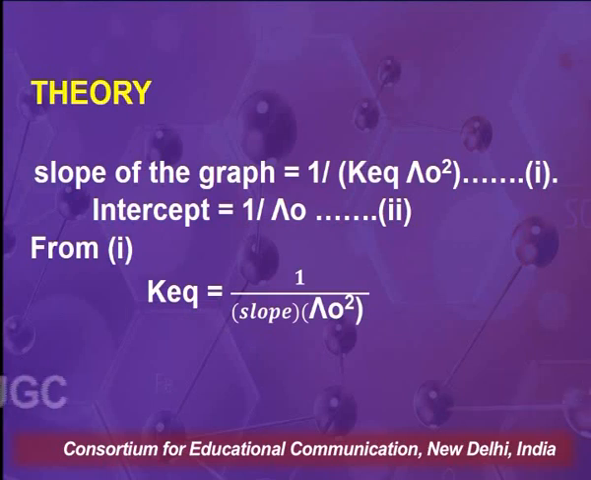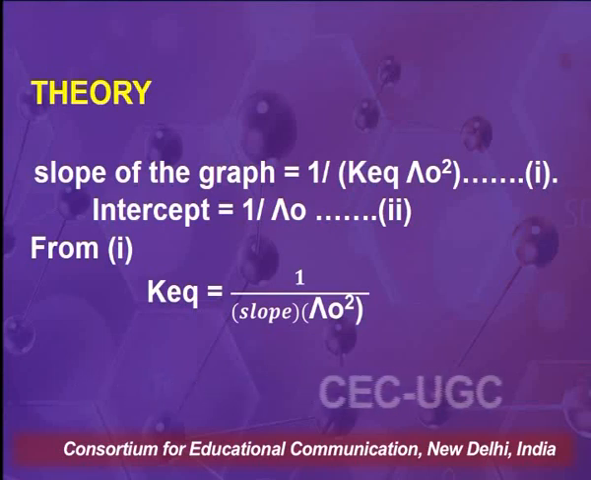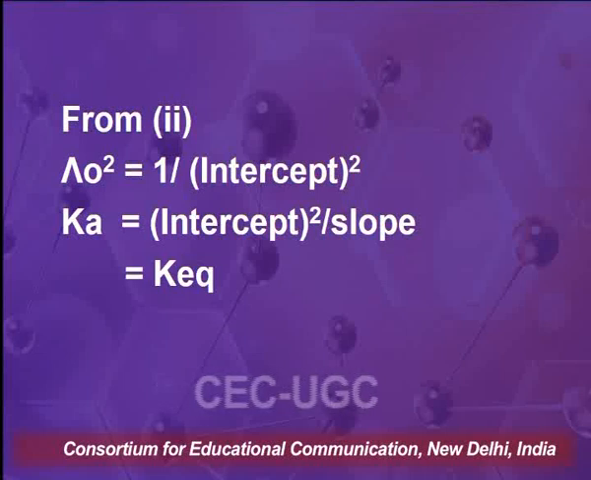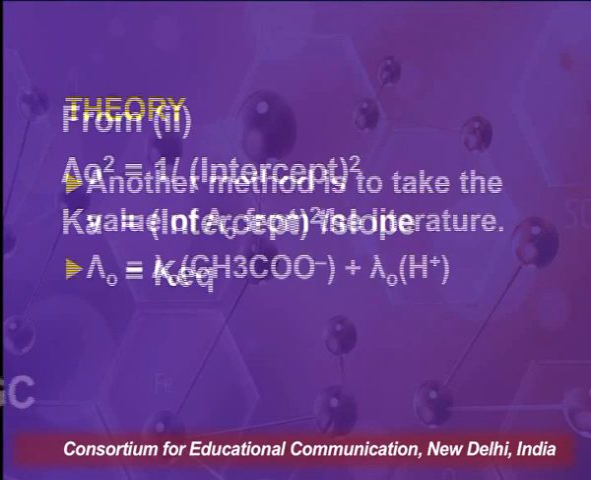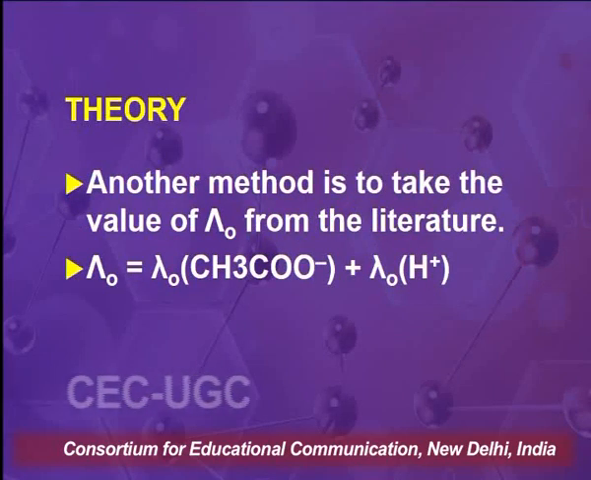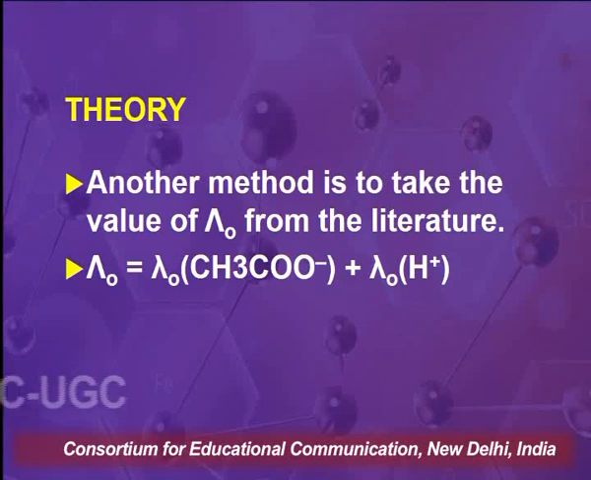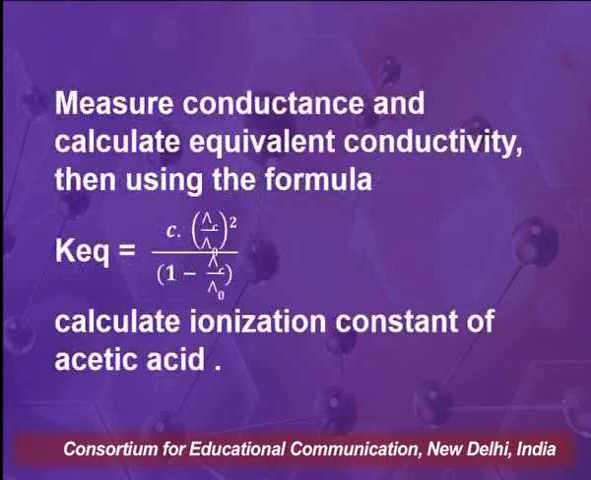The slope of the graph will be equal to 1 by K equilibrium into lambda naught square, and the intercept is equal to 1 by lambda naught. K equilibrium is equal to 1 by slope into lambda naught square, and Ka becomes equal to intercept whole square by slope. We can also calculate lambda naught from the literature values of the ions. For acetic acid, lambda naught of acetate ions and lambda naught of H plus can be determined from the table, and then lambda naught can be calculated.